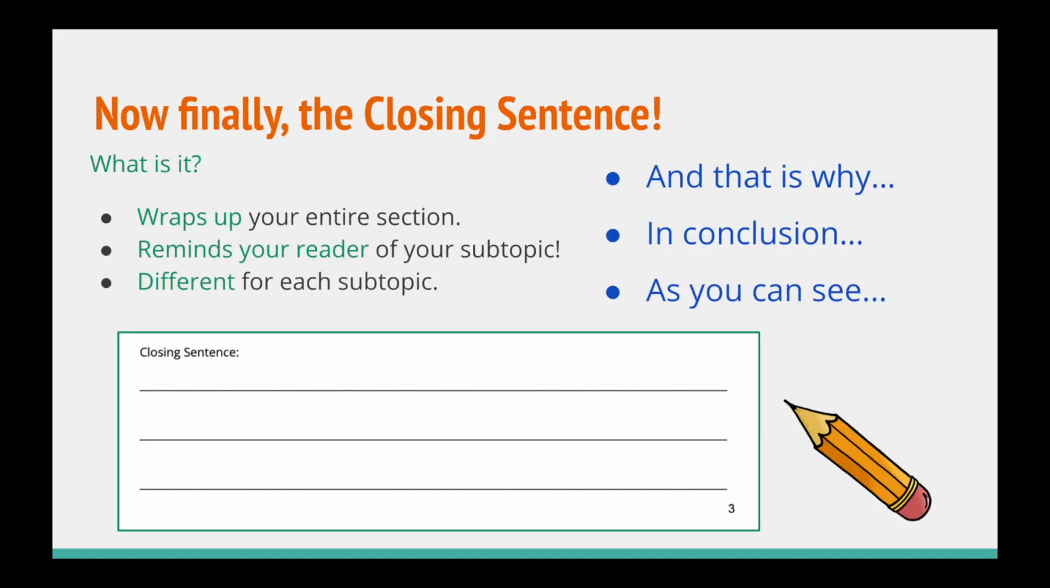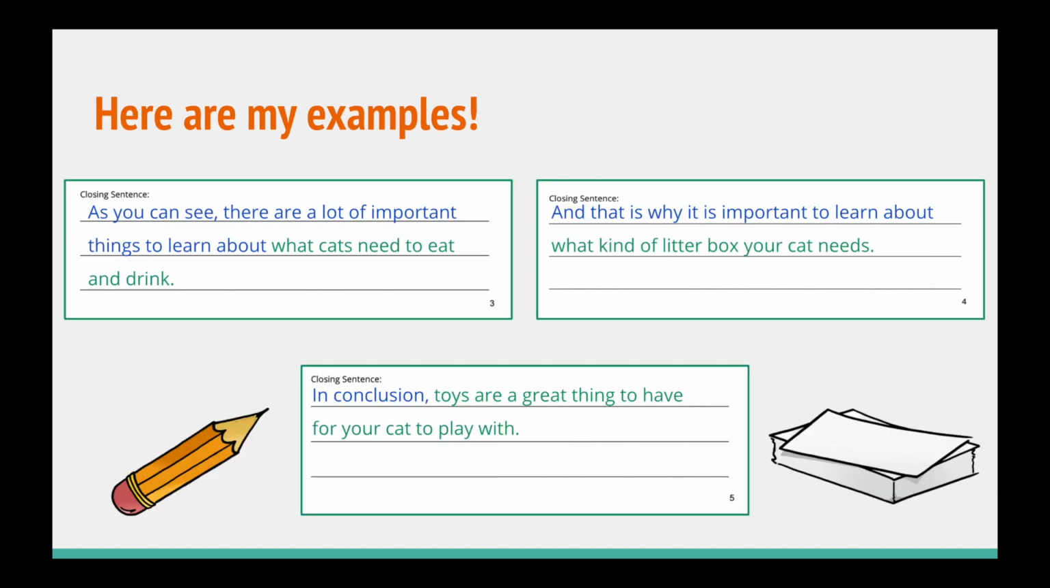Now finally, the closing sentence. What is it? It wraps up your entire section. It reminds your reader of your subtopic, and it should be different for each subtopic or chapter. Here are some sentence starters you can use. And that is why, in conclusion, or as you can see.